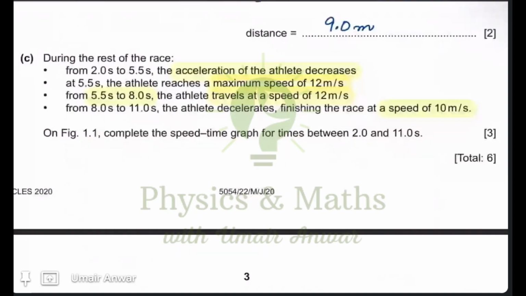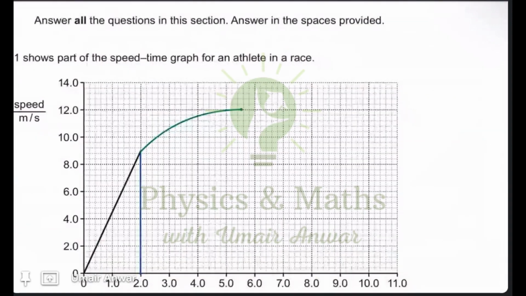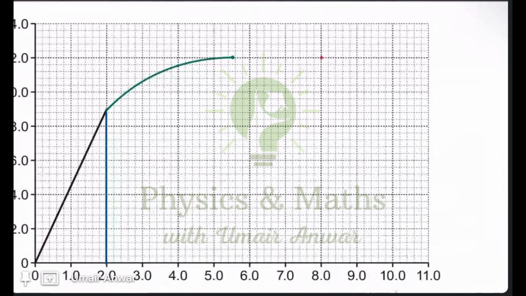Now from 5.5 seconds to 8 seconds, the athlete is going to travel at a speed of 12 meters per second. So his speed is going to be constant over here. So from 5.5 to 8 seconds, the speed will not change its value from 12 meters per second. So this is the second portion.